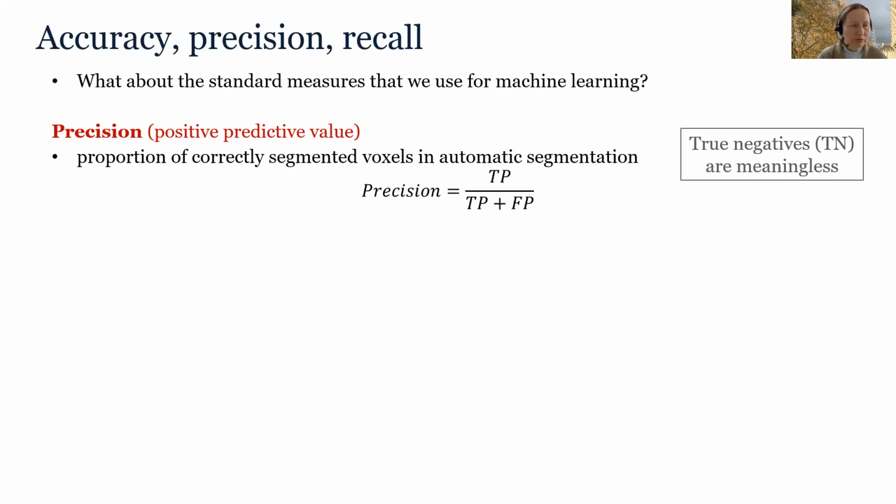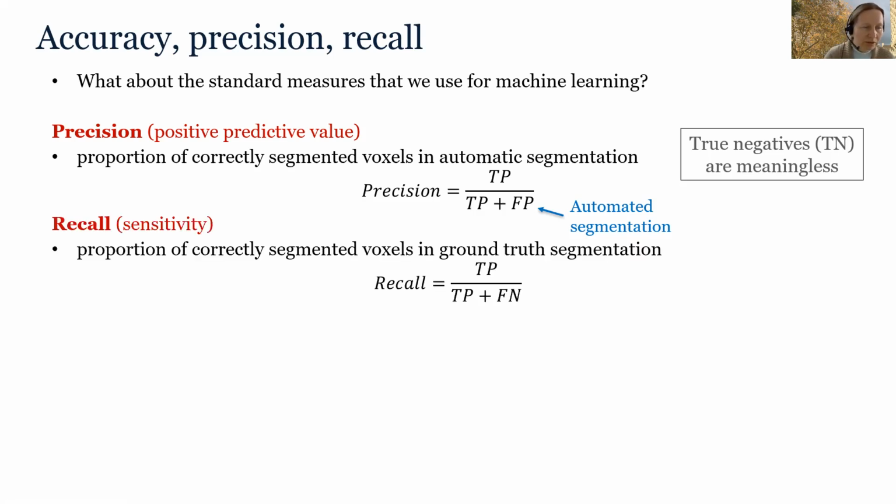So what about precision? Precision is also called positive predictive value. And it's the proportion of correctly segmented voxels in the automated segmentation. So here in the numerator, we have true positives, which is correctly segmented voxels of the positive class. And in the denominator, we have the number of voxels in the automated segmentation, so true positives plus false positives. That's all the positives, so all the voxels in the automated segmentation. So this seems a useful measure actually, because it doesn't take true negatives into account.